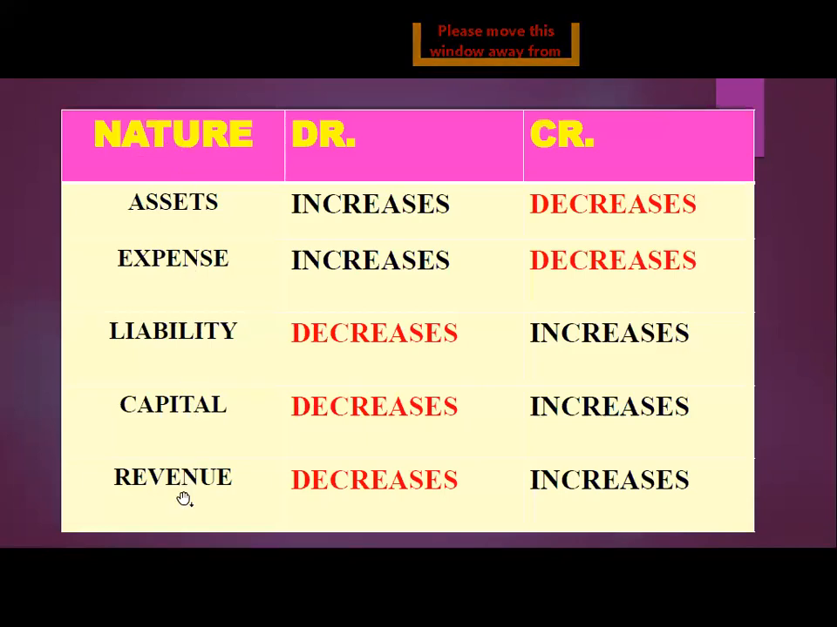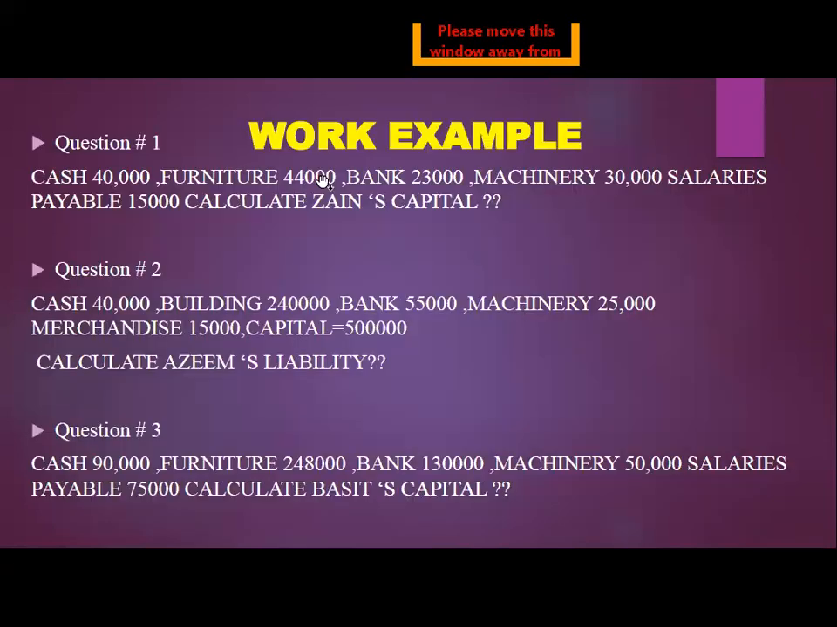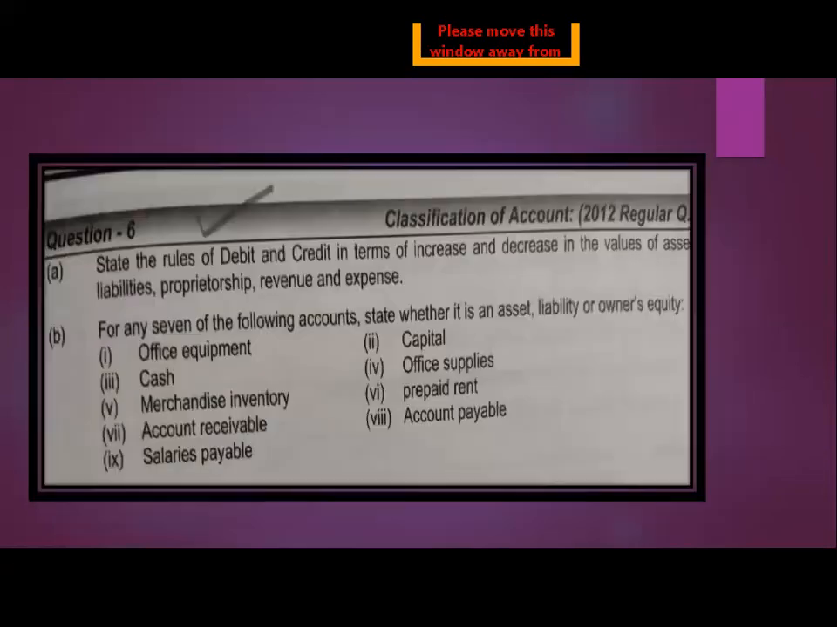ये आपके nature of accounts हैं. We have 5 natures of account: assets, expense, liability, capital, and revenue. We have 2 columns over here: debited and credited. Assets and expense, when increased, are debited; liability, capital, revenue, when increased, are credited. ठीक है, आप लोगों ने एग्जामिनेशन परस्पेक्टिव से सेम यही बॉक्सेस शो करना है, और इन्होंने आपसे कहा है कि रूल ऑफ डेबिट एंड क्रेडिट इन टर्म्स ऑफ इंक्रीज एंड डिक्रीज बताना है.